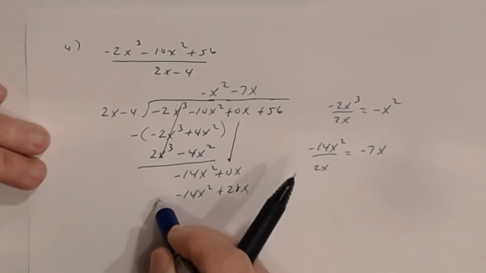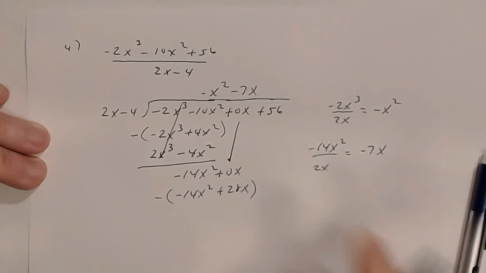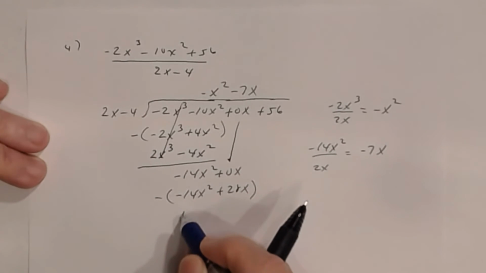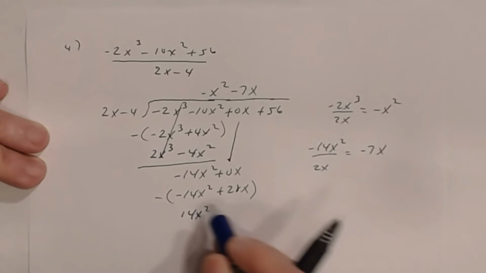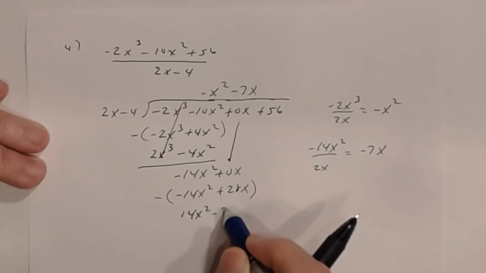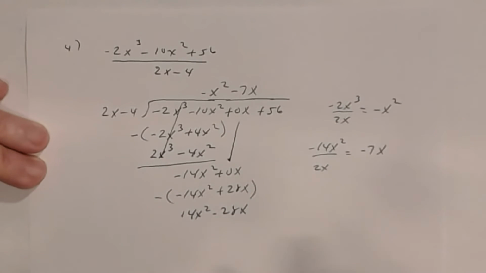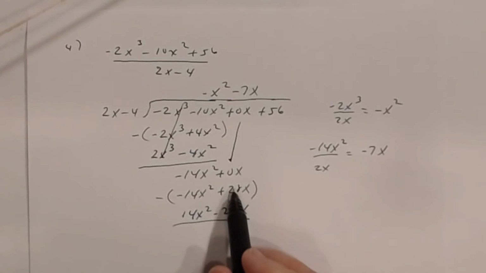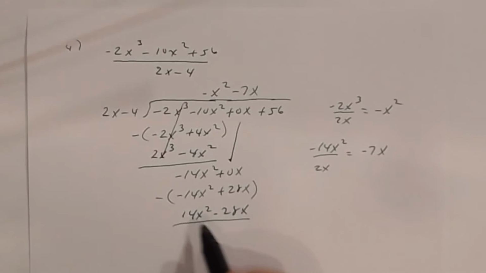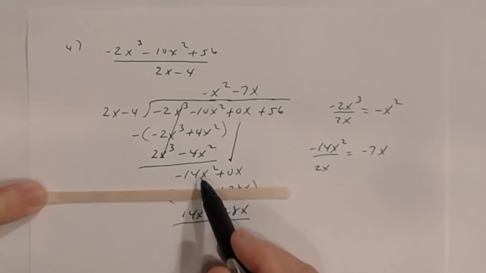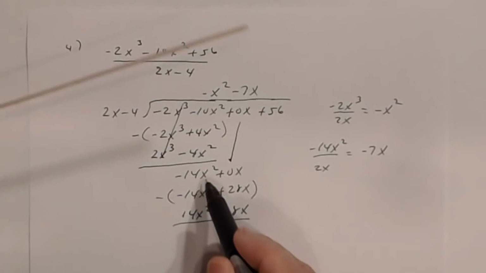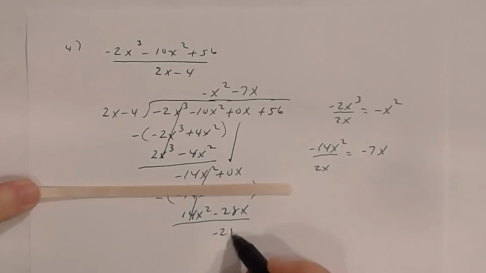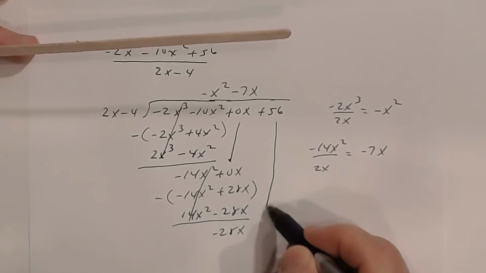All right, and then we're going to subtract. And I'm going to just go ahead and rewrite this. So the opposite of negative 14x squared is a positive 14x squared. The opposite of a positive 28x is a negative 28x. And then therefore when I add those, so remember subtracting means the same thing as adding the opposite. All right, so when I add those, negative 14x squared and 14x squared is 0. 0x and a negative 28x is a negative 28x. And then we bring down the next term.